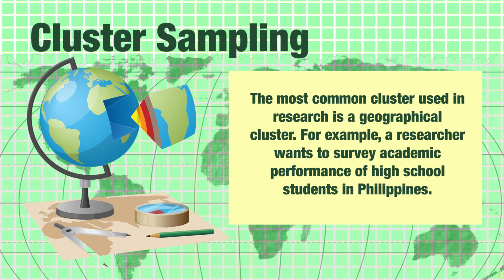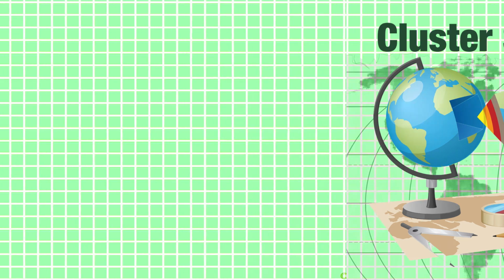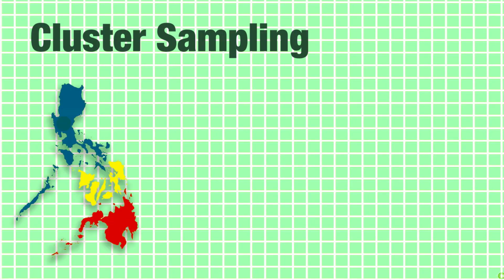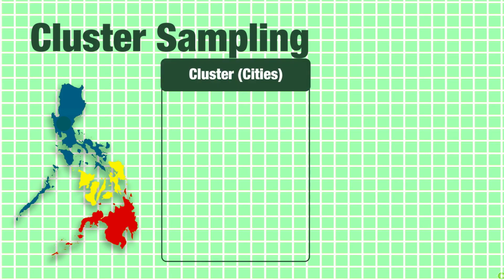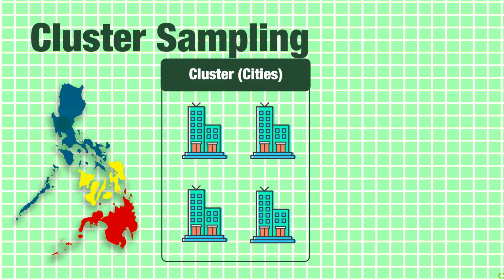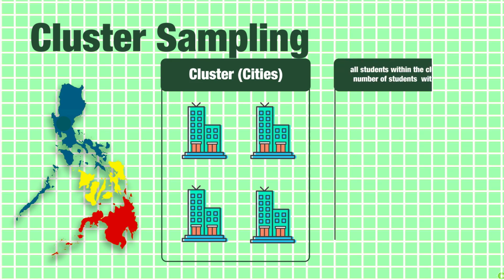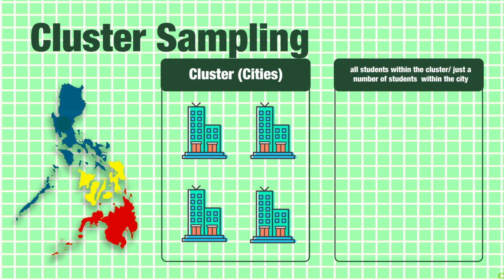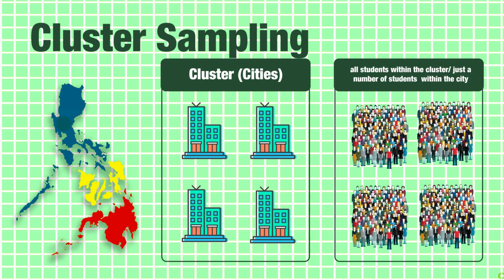For example, a researcher wants to survey academic performance of high school students in the Philippines. First, he can divide the entire population of the Philippines into different clusters or cities. Then, the researcher selects a number of clusters depending on his research through simple or systematic random sampling. Lastly, from the selected clusters or randomly selected cities, the researcher can either include all the high school students as subjects, or he can select a number of subjects from each cluster through simple or systematic random sampling.